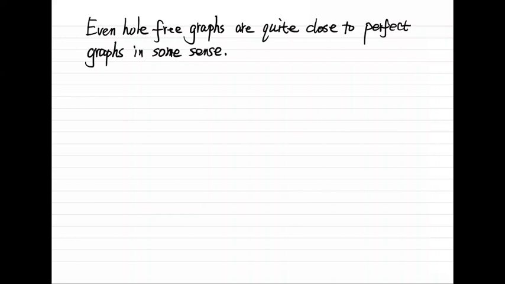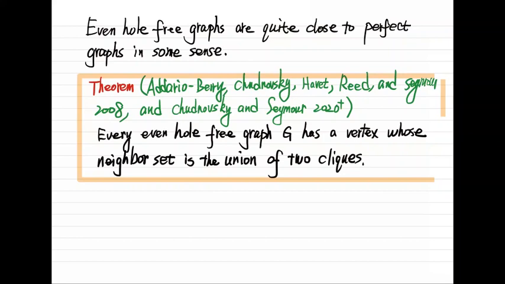Even hole-free graphs are quite close to perfect graphs in some sense. The reason is that even hole-free graphs induce no odd anti-hole except C5, the hole on 5 vertices. In 2008, Addario-Berry, Chudnovsky, Kapadia, Reed, and Seymour proved the following result.